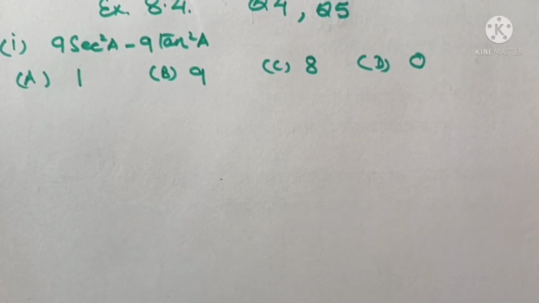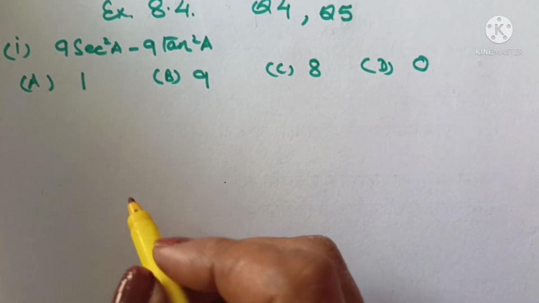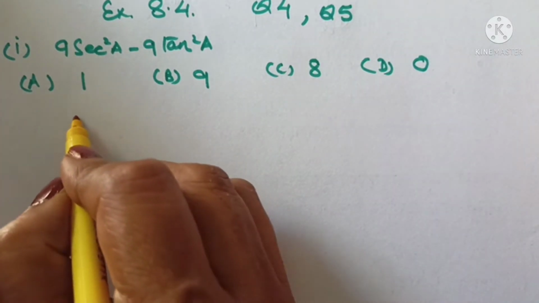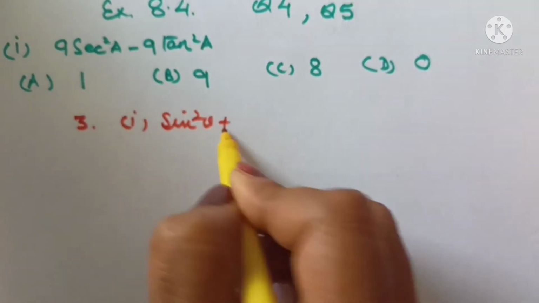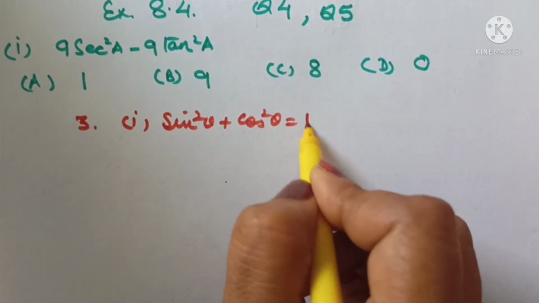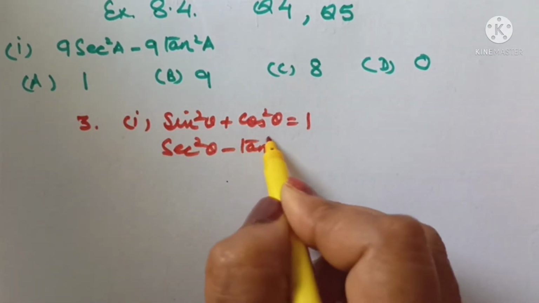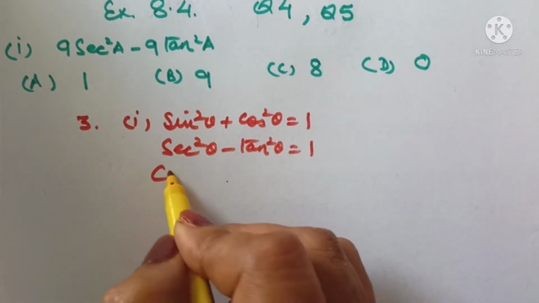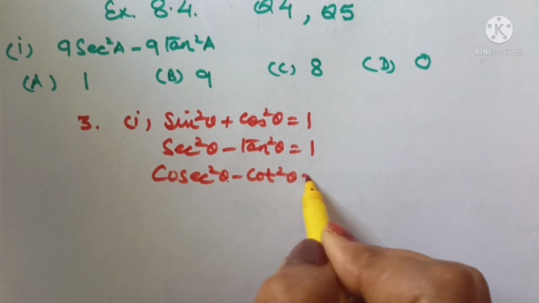Now, before I start with questions number 4 and 5, which are all based on identities, which is very important and to be understood, let me cover the basic identities and formulae first. So, we know that there are three basic identities. First one is sin square theta plus cos square theta is equal to 1. Secant square theta minus tan square theta is equal to 1. And cosec square theta minus cot square theta is equal to 1.